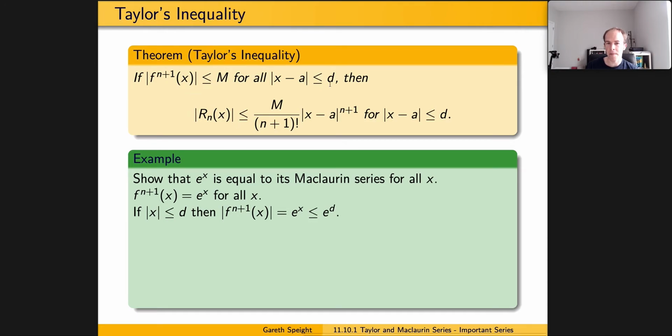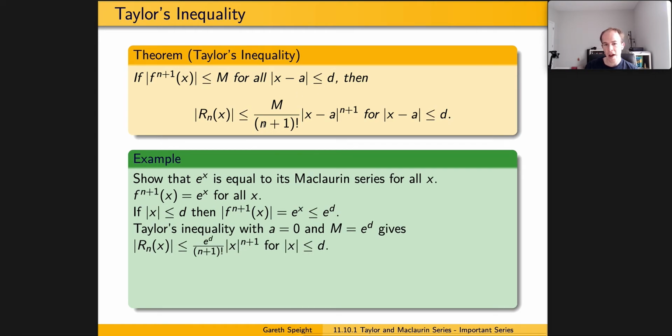So we have our capital M. We're looking at absolute value x less than or equal to d. We should come up with an inequality for the remainder just by plugging in. Okay, so M becomes e to the d. n plus 1 factorial just stays. Absolute value x, because a equals 0. Here is the inequality we get from Taylor's inequality. So the absolute value of Rn of x is less than or equal to e to the d over n plus 1 factorial times absolute value x to the n plus 1, for absolute value x less than or equal to d.